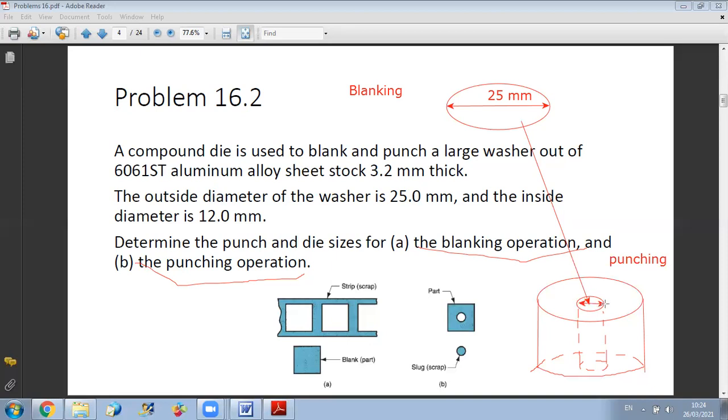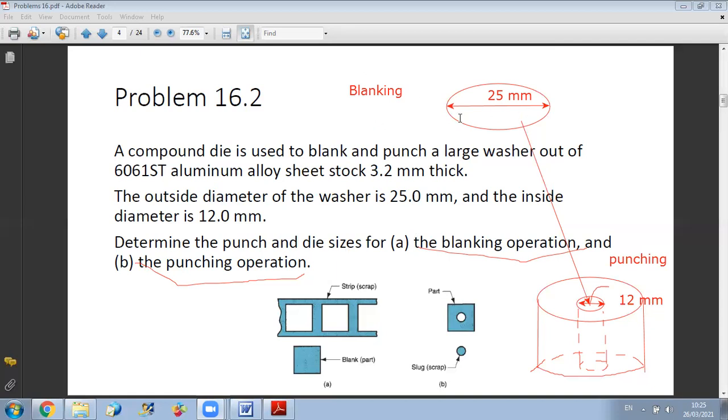And the hole diameter will impose what? In the punching operation, the hole diameter will impose which dimension? Yes, very good, the punch diameter. Okay, so first let us start with the blanking operation. We want to determine what the punch and die sizes are for the blanking operation.